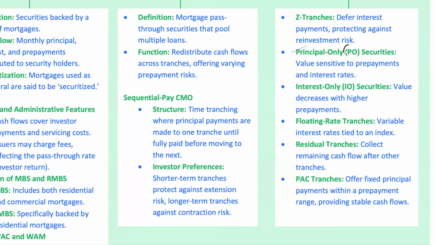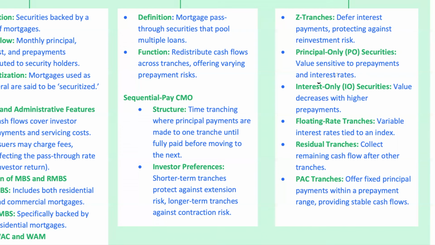Next up, we've got principal-only, PO, securities. These guys receive only the principal repayments from the mortgage pool. They're like that friend who only wants the main dish and skips the appetizers. The value of a PO is super sensitive to prepayments and interest rates. If rates drop or homeowners start paying off their mortgages faster, the value of a PO shoots up. So you can see how these become a hot commodity in a falling rate environment.